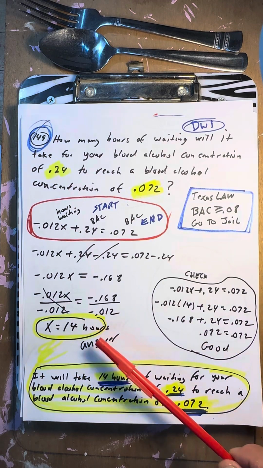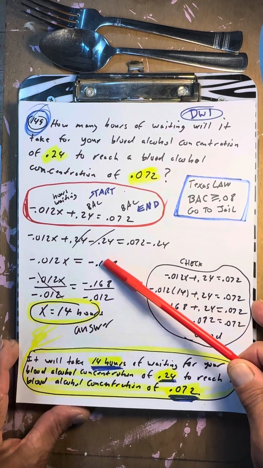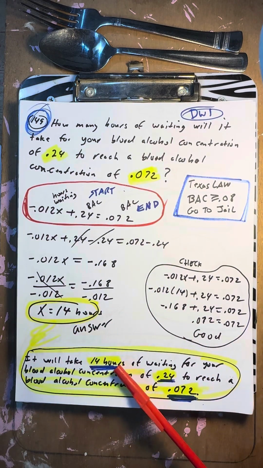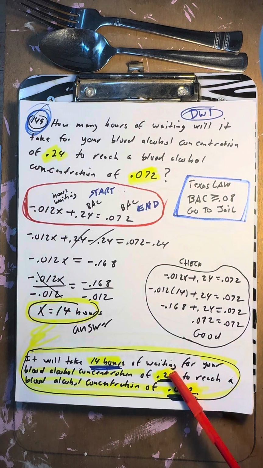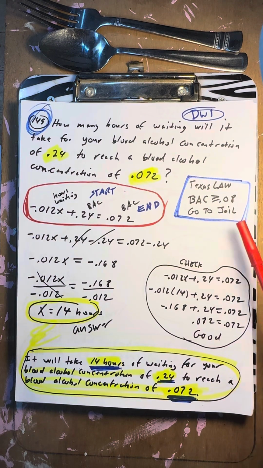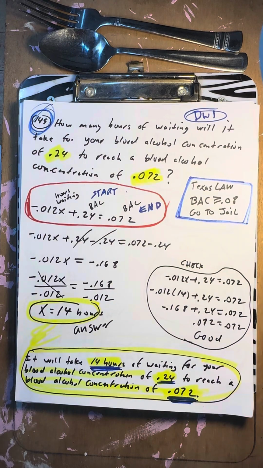So x is 14. What does that say? That means it's going to take 14 hours. It will take 14 hours of waiting. Don't do anything. Don't drink nothing. Zero. For your blood alcohol concentration at 0.24 to reach a blood alcohol of 0.072. Because if it was a little bit more than that, Texas law, blood alcohol is more than 0.08, go to jail.